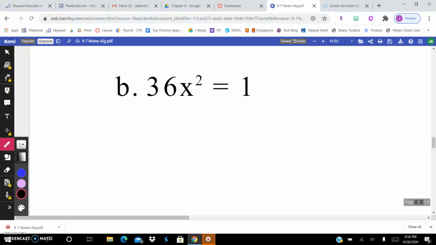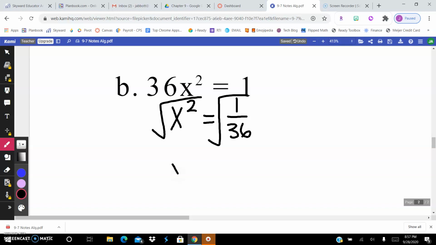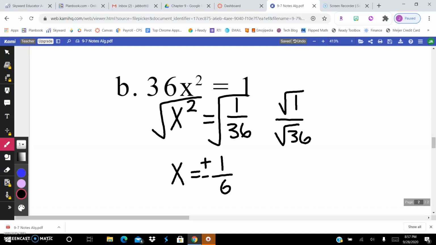All right, for this one, we're going to divide both sides by 36 because it's being multiplied there. So I'm going to have x squared equals 1 divided by 36. Have to cancel out that squared, so I'm going to take the square root of both sides. And again, we're going to break these up into two different problems. We have the square root of 1 over the square root of 36. So the square root of 1 is 1, and the square root of 36 is 6. And don't forget, we have to say positive and negative.